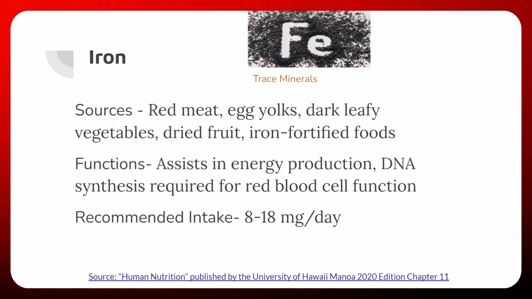Sources of iron include red meat, egg yolks, dark leafy vegetables, dried fruit, and iron-fortified foods. And there's lots of iron-fortified foods in our food supply. Functions include assisting in energy production, DNA synthesis, and that's required for red blood cells to form. Red blood cells carry oxygen, so we definitely need those. Recommended intake is 8 to 18 milligrams per day.